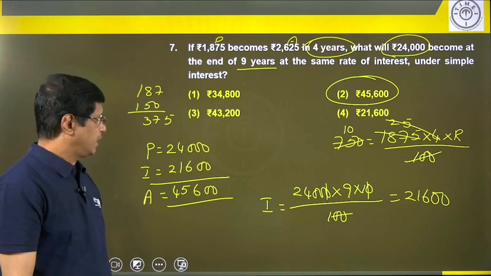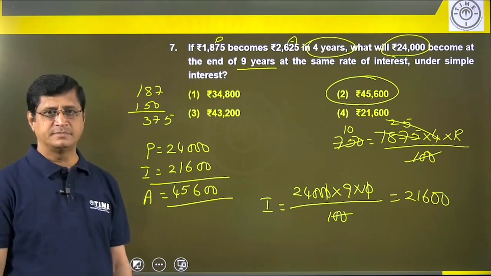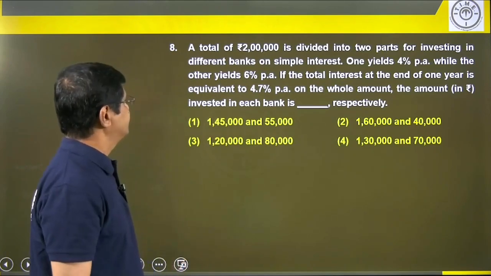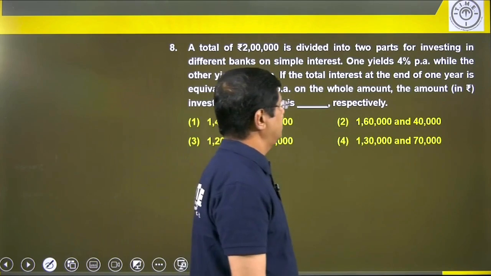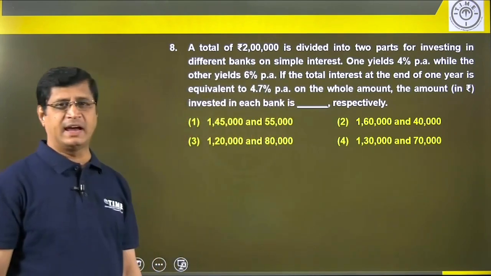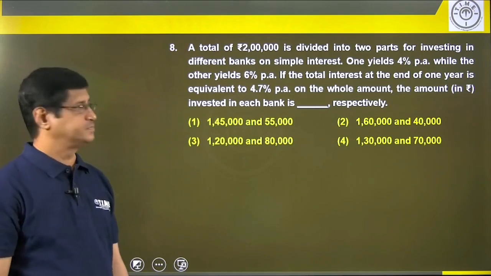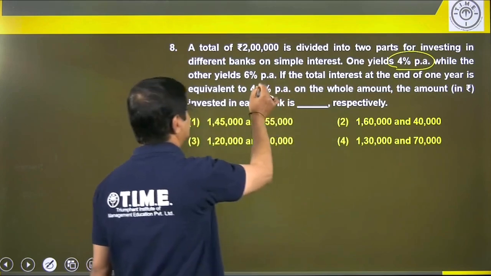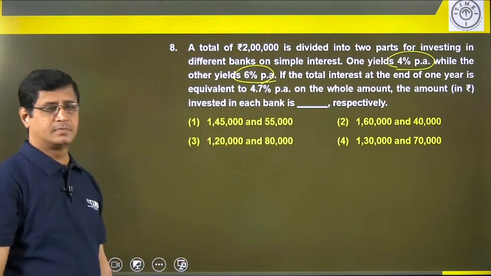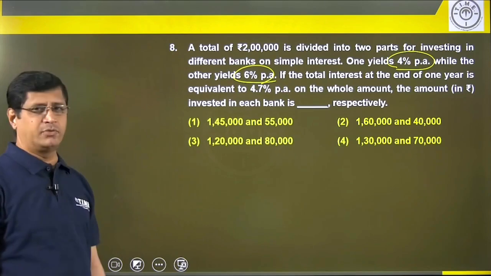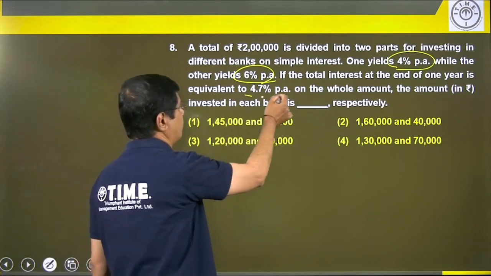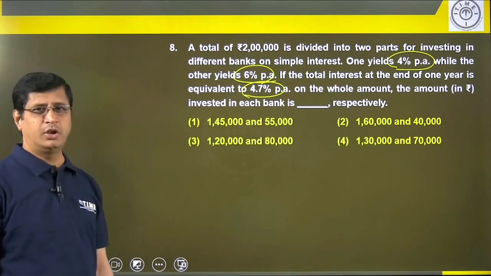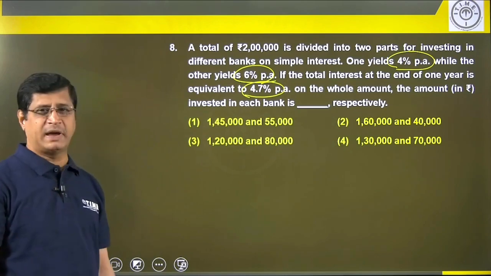Okay. Right. Next example on your screen. A total of rupees 2 lakh is divided into 2 parts for investing in different banks on simple interest. One yields 4% per annum while the other 6% per annum. If the total interest at the end of 1 year is equivalent to 4.7% per annum on the whole amount, the amount in rupees invested in each bank is respectively.